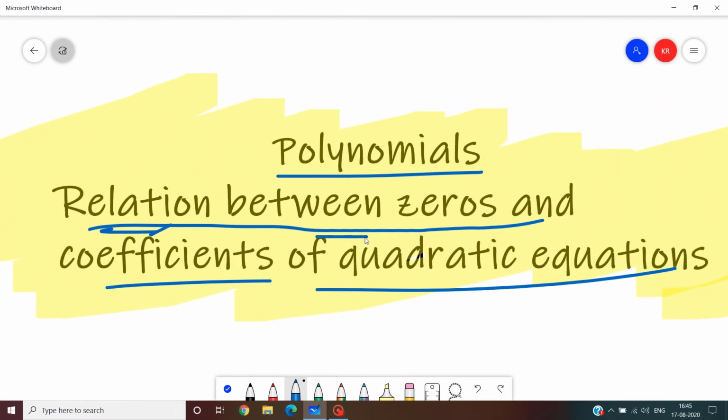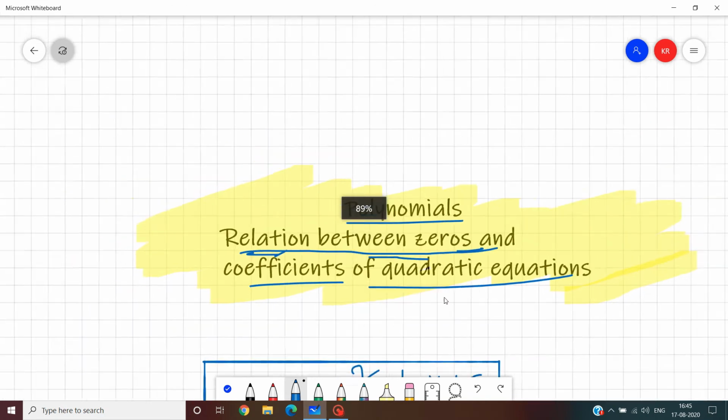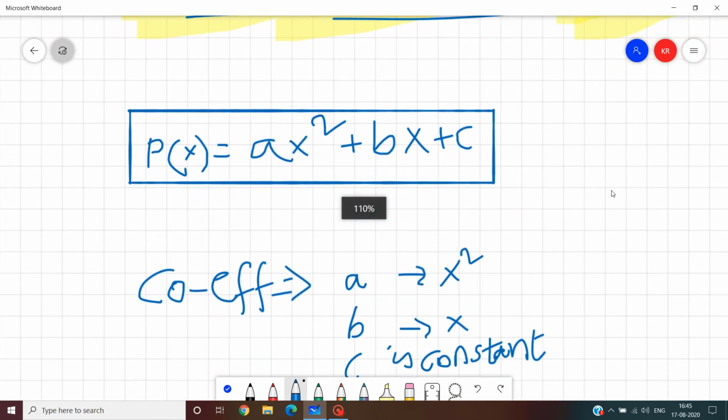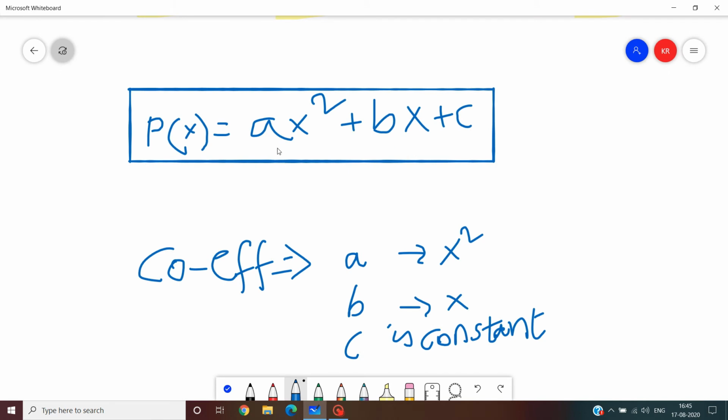So now let's go to some relations between zeros and coefficients of a quadratic equation. Generally, we have discussed quadratic equations, that is in a basic term ax square plus bx plus c, right? So we have said that coefficients are the supporting terms for the unknown terms. So a is the coefficient of x square from this equation, b is the coefficient of x, and c is a constant. This is the quadratic equation that will be equal to p of x.